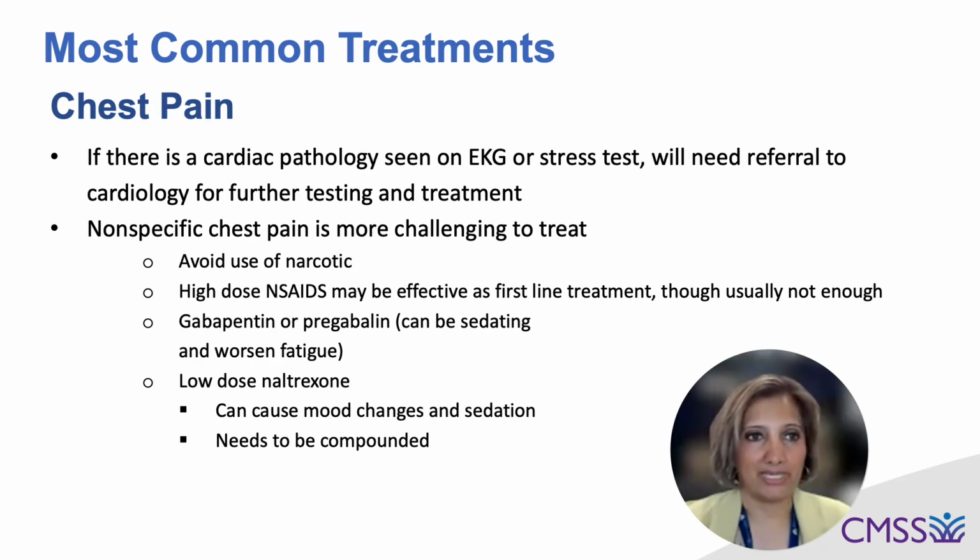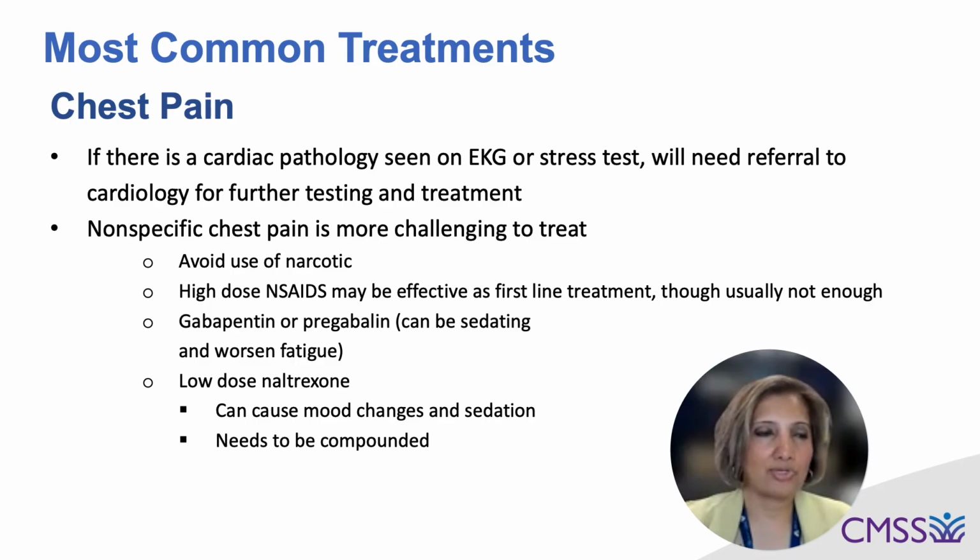As far as treatment for chest pain, it's first most important to rule out any structural or thromboembolic disease. And if there is no structural or embolic disease, then symptomatic management would be the treatment of choice. And in that case, NSAIDs may be effective as a first-line treatment, and gabapentin and pregabalin can also be used to help treat chest pain. Gabapentin and pregabalin can be sedating and may worsen fatigue.